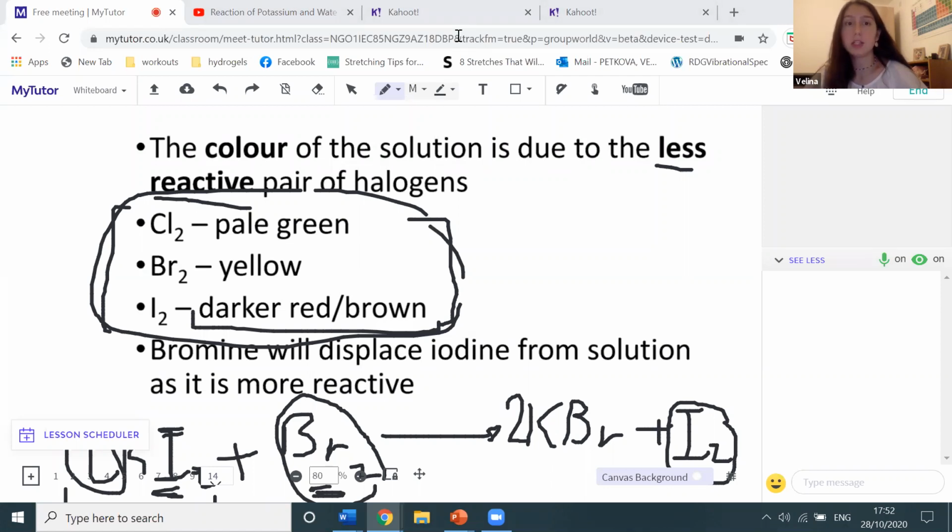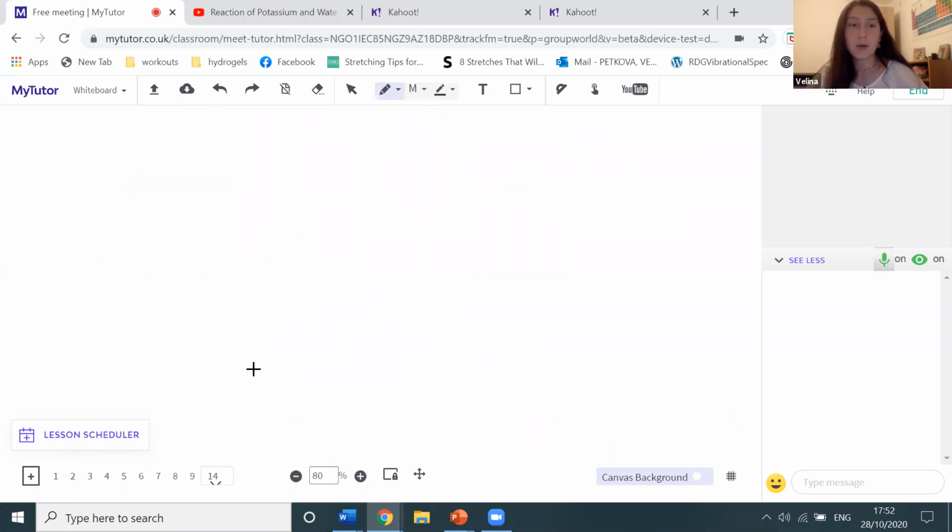You don't need to know the colour change. You need to know the colours of these different halogens off by heart. So you need to know that chlorine is a pale green colour, bromine is a yellow colour, and iodine is a dark red colour.